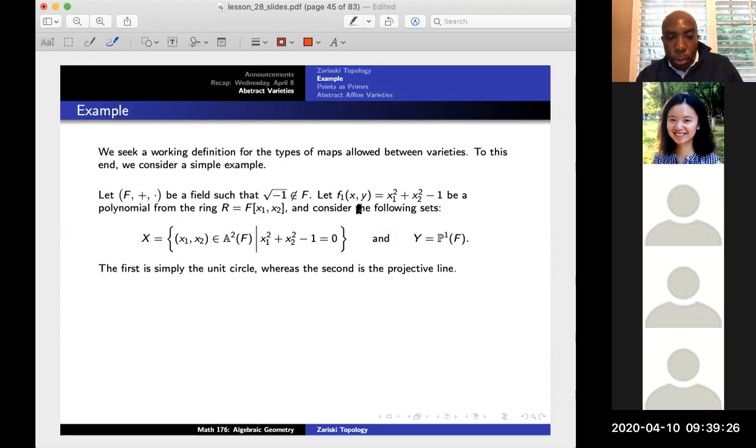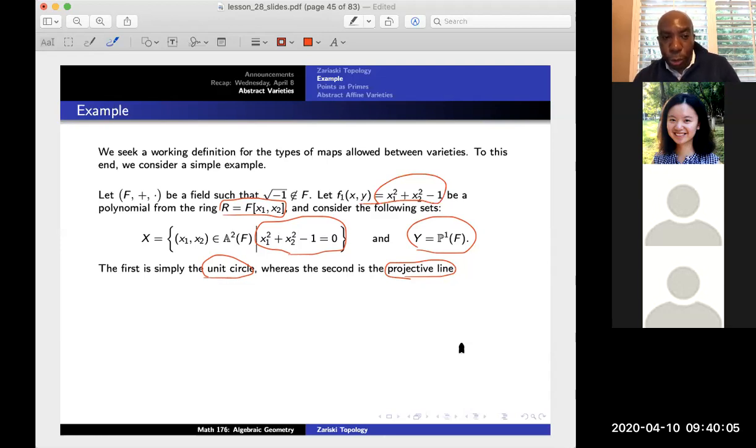I want to consider this polynomial, x squared plus y squared minus 1. And let's focus on this polynomial ring, so just over two variables now. Now I can focus on this variety, which is the 0 set of this polynomial. So of course, this here is just the unit circle, right? It's nothing fancy, it's just going to be the unit circle. I also want to write down this projective variety, y, which of course we know is the projective line. So again, I have the unit circle, I have the projective line. So these are two varieties that we've been playing around with.